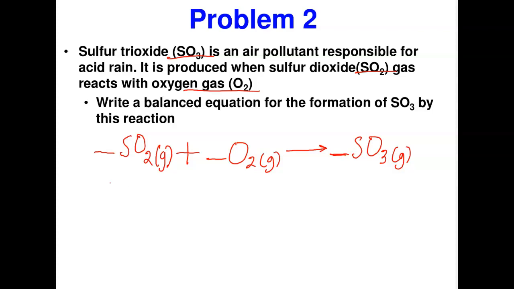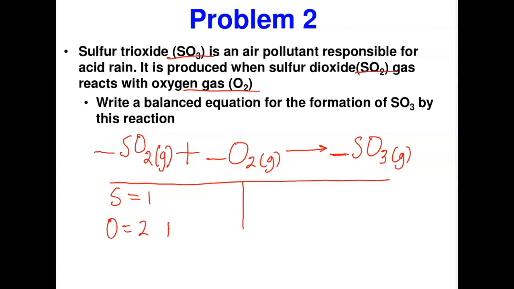Now I draw my table to balance the equation as usual and count my atoms. Towards the right, I have sulfur, and I only have 1 sulfur here. And oxygen here, what is it? 2 plus 2. It's important always to do this. 2 oxygen here, 2 oxygen here.